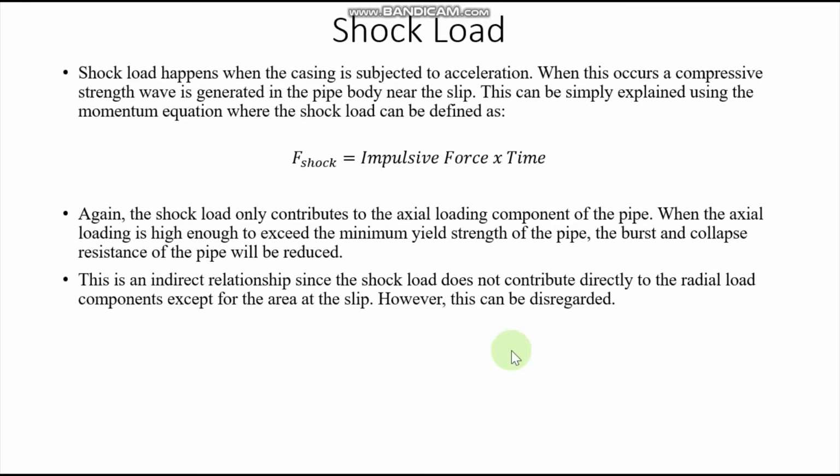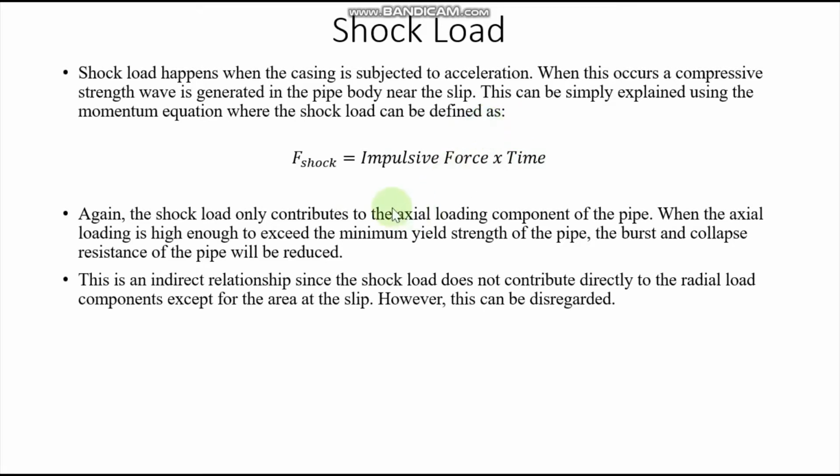Now, the fourth one is the shock load. Shock load happens when the casing is subjected to acceleration. For example, when we run in hole and the slip suddenly closes, we have acceleration, and when this occurs, a compressive stress wave is generated in the pipe body. This wave travels from the slip all the way to the bottom, then returns back to the slip. The strongest stress is generated at the center, and this can be simply explained using the momentum equation, where the shock load can be defined as impulsive force times time.